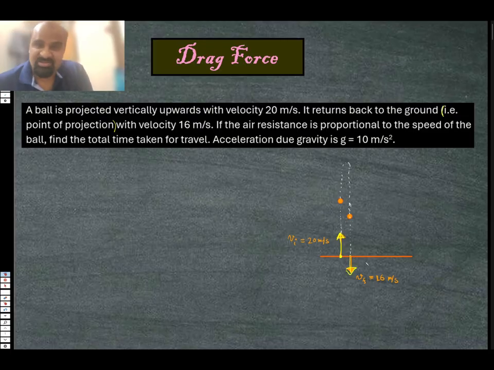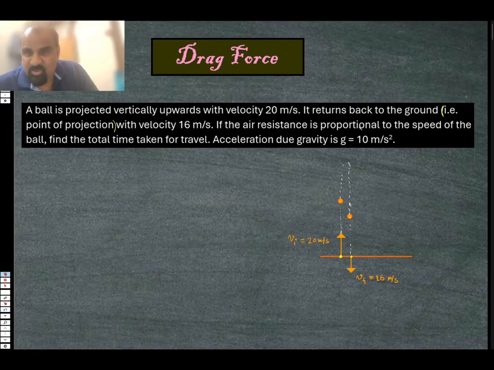So obviously there is some air resistance, because otherwise it would have come back to this level with the same speed of 20 meter per second with which it was projected upward. But that's not happening. It's coming back to that position with a smaller velocity. So there has been some energy loss due to the air drag, due to the air resistance.